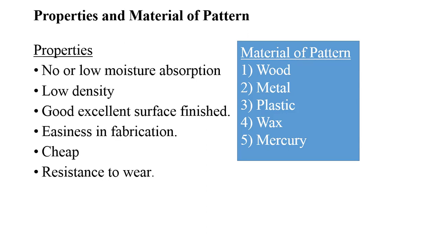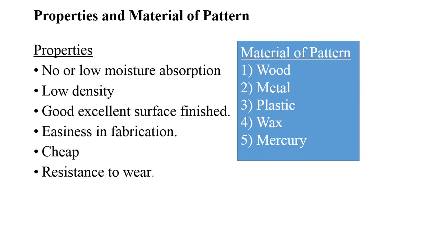So as we discussed what a pattern is in the last video, let us see what properties the pattern should have, and according to that, how the material is decided, or which kind of material is used to make the pattern. Basically, keep in mind that a pattern is used to give a cavity shape before the casting. So it is exactly a replica of your component, or the casting component.